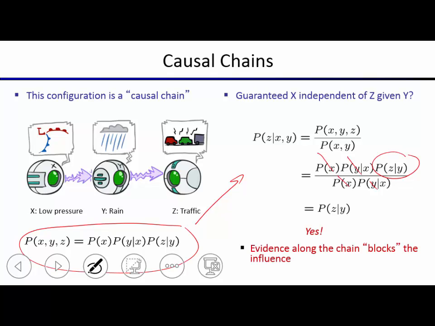Okay? So intuitively, knowing what's in the middle here blocks the influence from the first variable onto the last variable, and so the first variable becomes irrelevant in terms of finding out more about the last variable. So that's our first example. We'll do 2 more of these, then we'll have our building blocks in place.